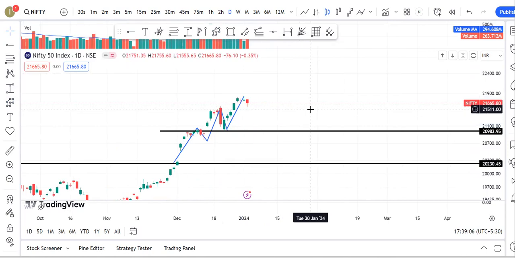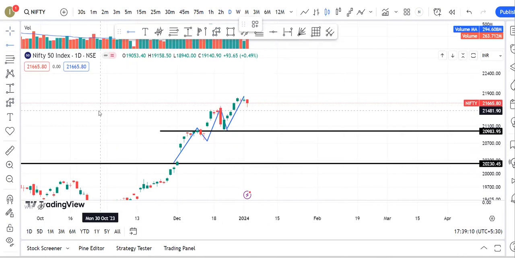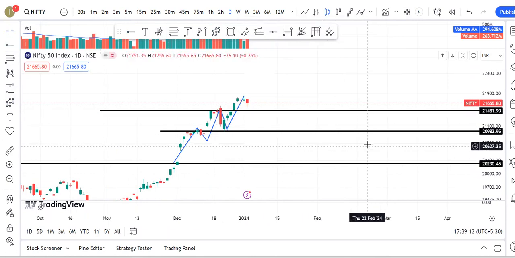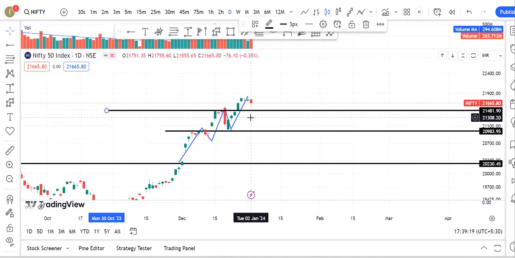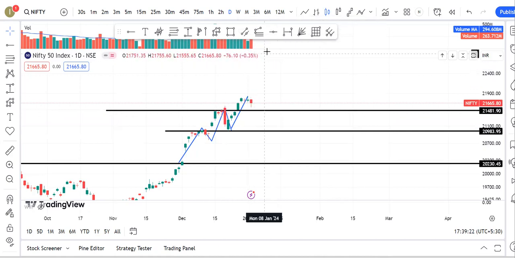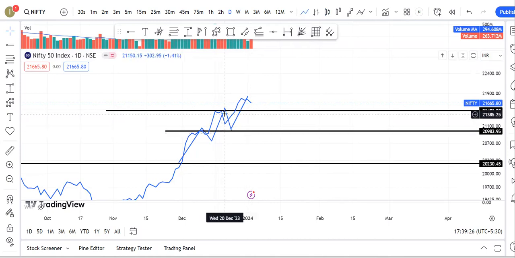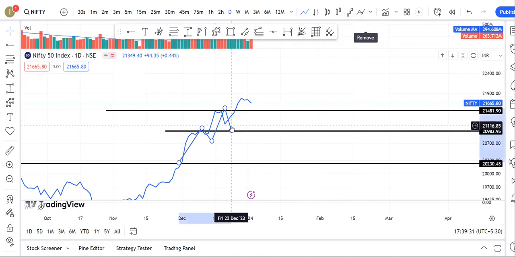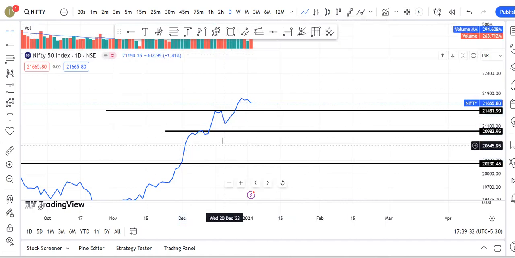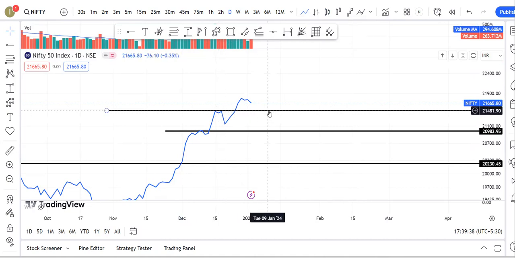So my anticipation is one level is here, that is 21,481 as a support based on the levels. If I change it to line chart, you will get exactly, let me remove the drawing so that you will see. This resistance can act as a support.